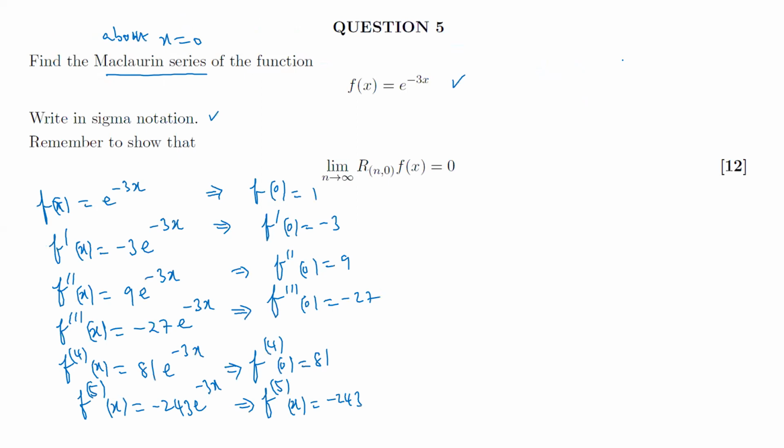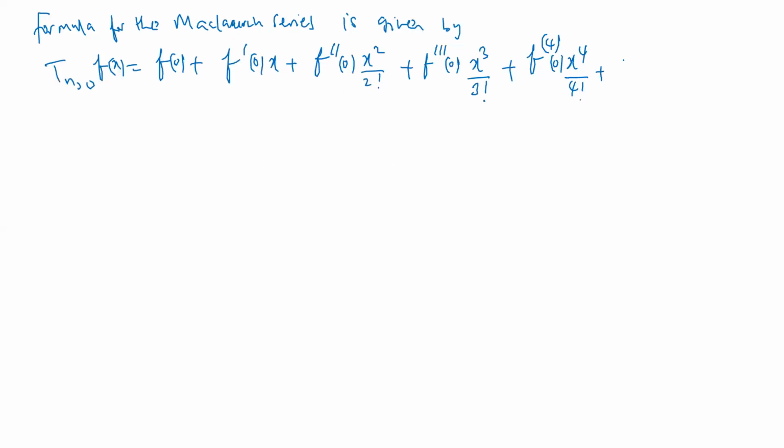I stopped at the fourth, fifth, doesn't matter. I wanted us to get the pattern right, because there's a pattern that normally matches, but this is quite an easy one. Fifth over 5 factorial. And this pattern goes on to f nth derivative of 0 x to the n over n factorial.